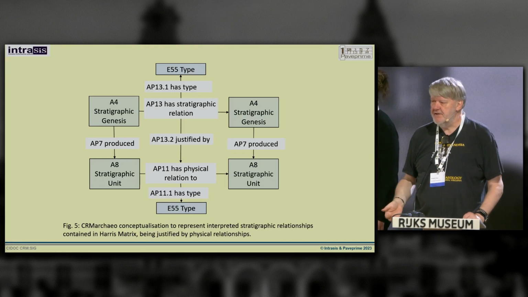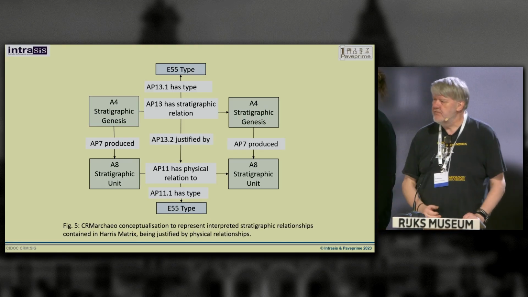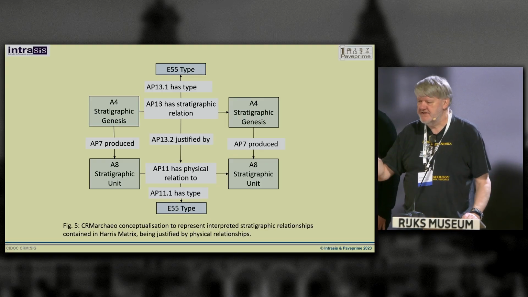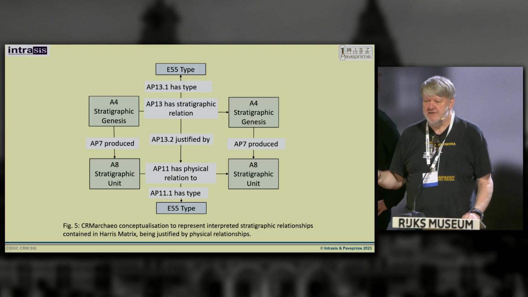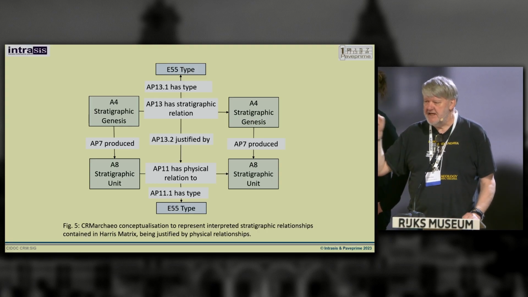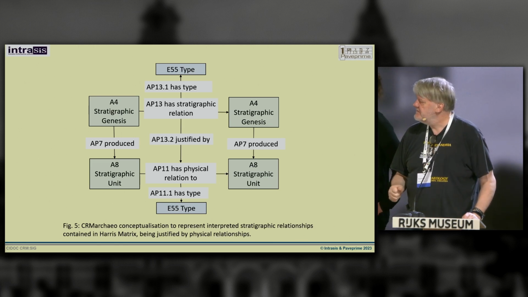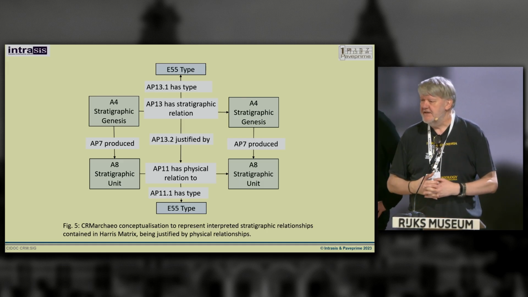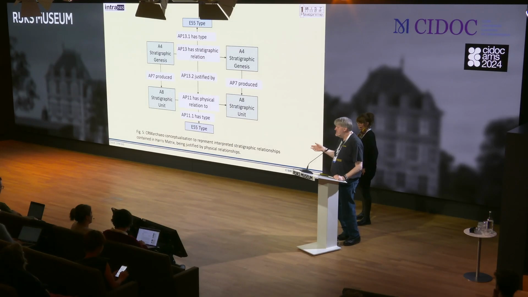So we separate the two in CRM Archeo, which is relatively novel, and we point from the stratigraphic relationship, the sequencing, to the physical relationship to say this sequencing is based on this observation. So we're separating our interpretation from what was physically seen in the site. So this introduces a new type of relationship. Instead of the .1s, which come off a property and tell us the nature of the property, this is a justification between the stratigraphic relationship and the physical relationship.